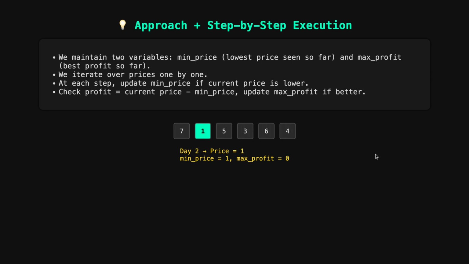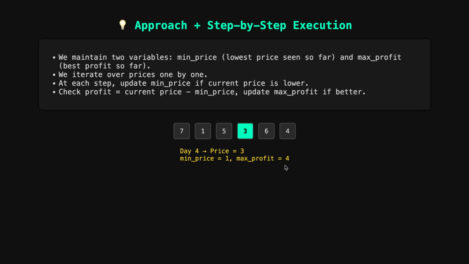Now let's see this step by step using our example. This is our input price array. On day 1, price is 7, so min price becomes 7 itself and the profit is 0. On day 2, price is 1, which is lower than the current min price. So min price becomes 1 and profit is still 0 because we have still not been able to sell the stock. On day 3, price is 5, which is more than the min price, so we compute the profit, which is 5 minus 1, that is equal to 4. And so the maximum profit that we have seen so far becomes 4.